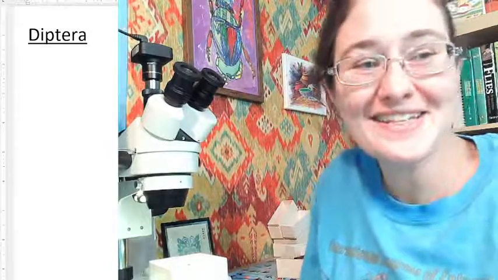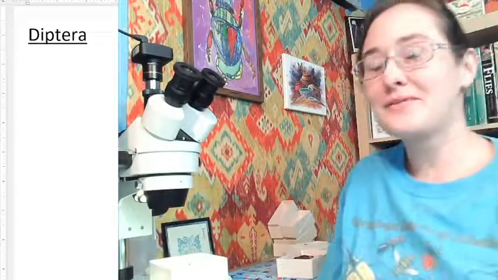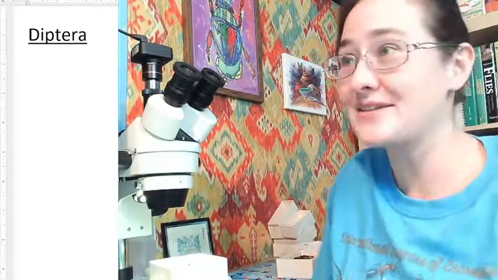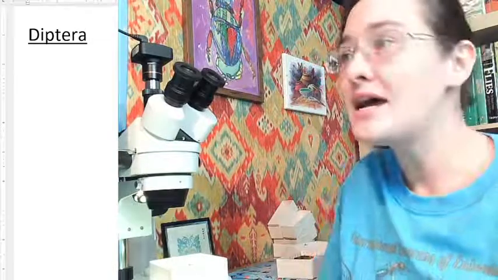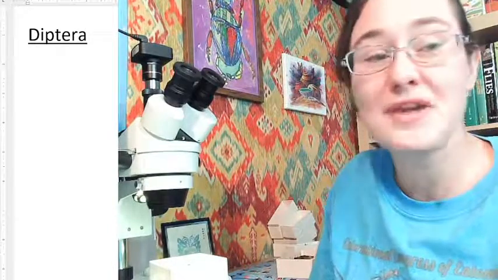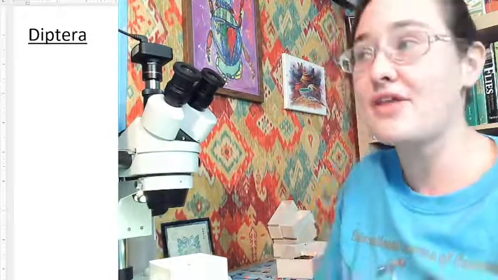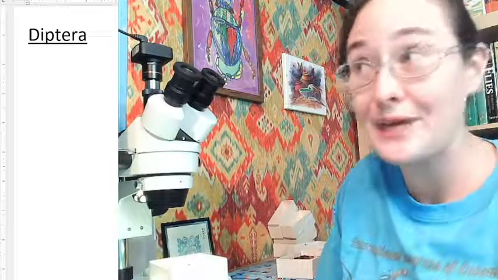Perfect. Hi, ladies and gentlemen. Today we are going to be talking about flies. So those are the dipterans. Flies are going to be the only insect that, as an adult, have two wings.